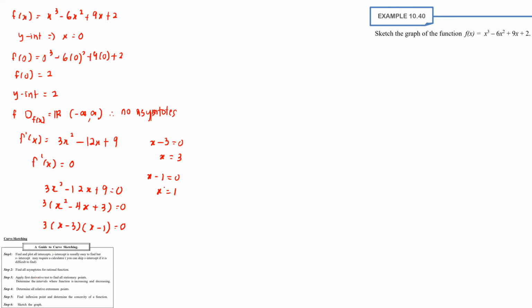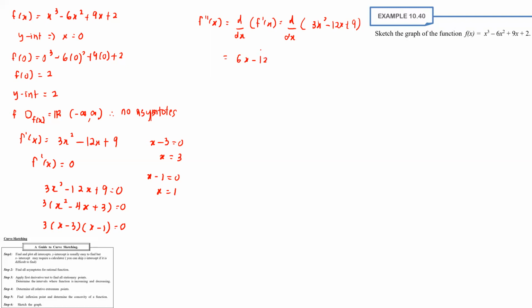Then what should you do? You have to find the extremum points. To find the extremum points, you have to differentiate again. So f double prime x is the derivative with respect to x of f prime x, which is 3x squared minus 12x plus 9. So this is equal to 6x minus 12.